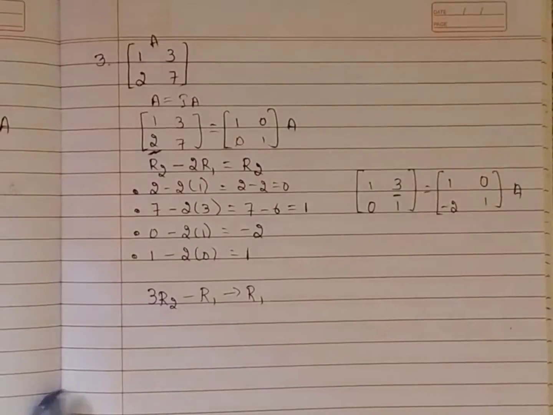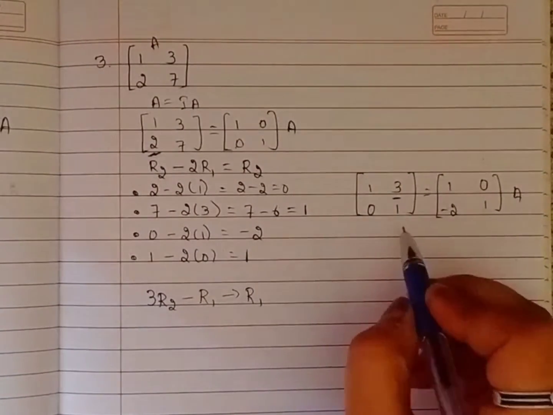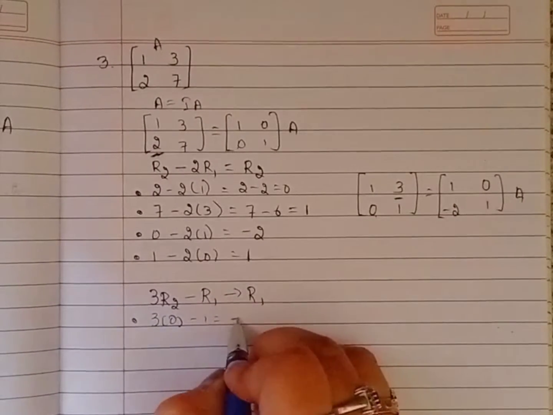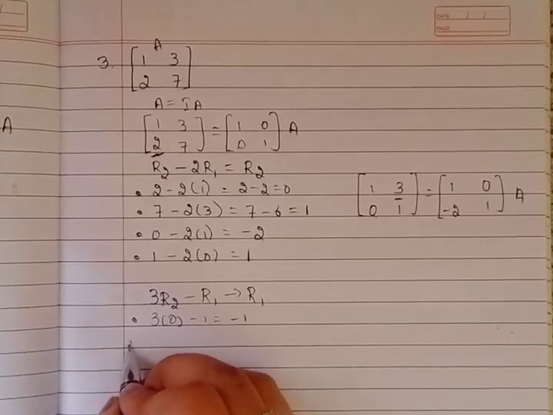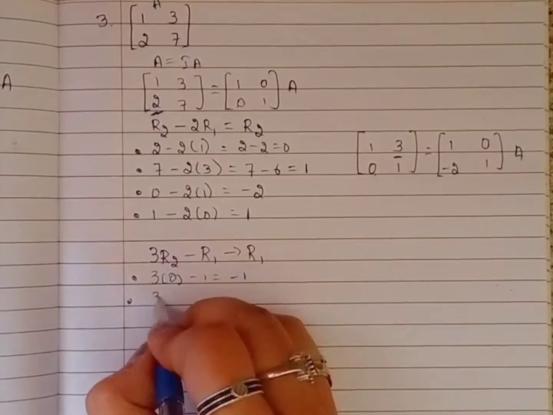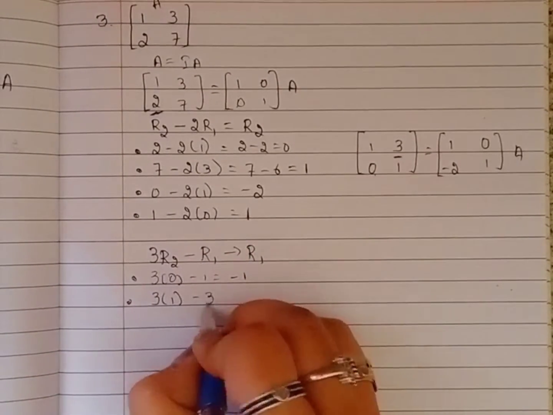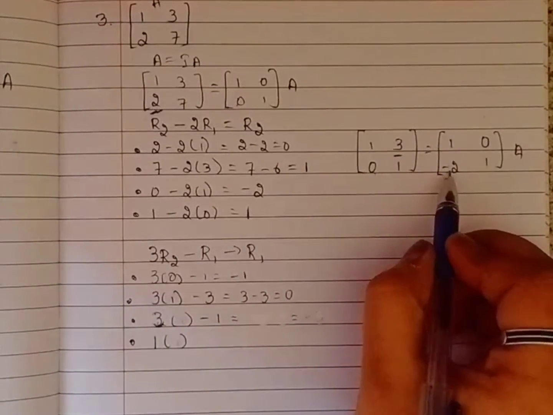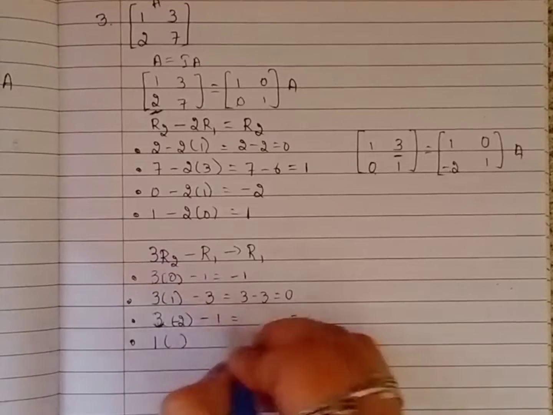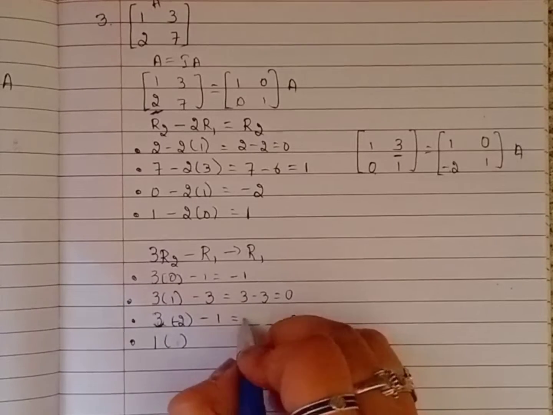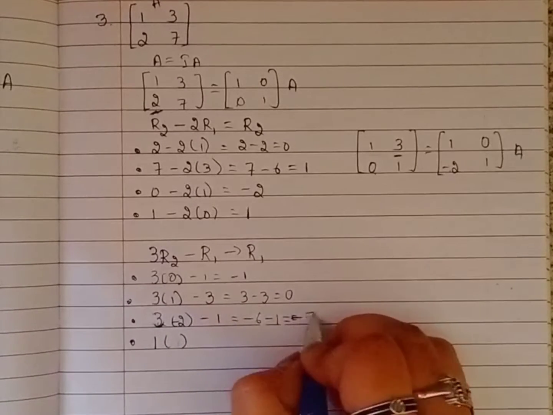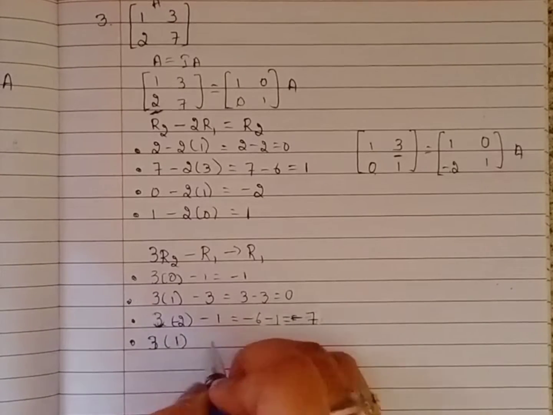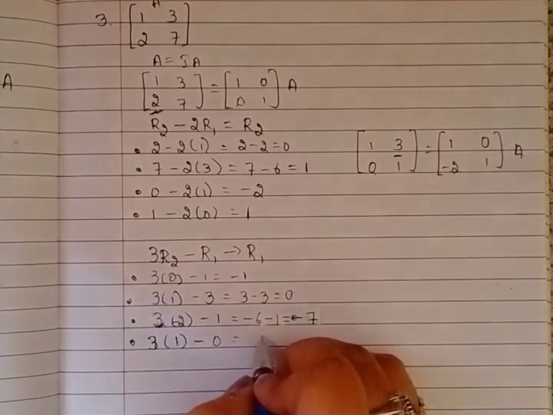Now we'll apply it. The second row here is 0, so 3 into 0 minus 1 is minus 1. For the second one it is 1, so 3 into 1 minus 3, 3 minus 3 is 0. Now 3 times row 2, which is minus 2, minus row 1, which is 1: minus 6 minus 1 is minus 7. And next, 3 into 1 minus 0, so 3 ones are 3.